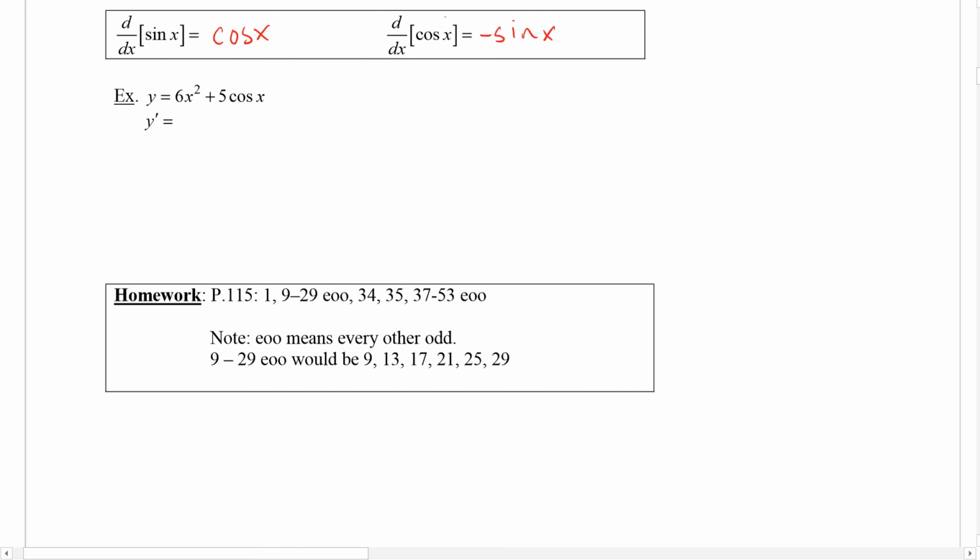Now let's take these two rules along with the power rule and do the last example of this worksheet. To take the derivative of y, I need to take the derivative of each term. The derivative of 6x squared is just 12x. Plus, I'm going to drop the 5, since 5 is just a number. What's the derivative of cosine? It's negative sine x. So my final answer is going to be 12x, well, it's not plus anymore, it's minus, minus 5 sine x, and that is my y prime.